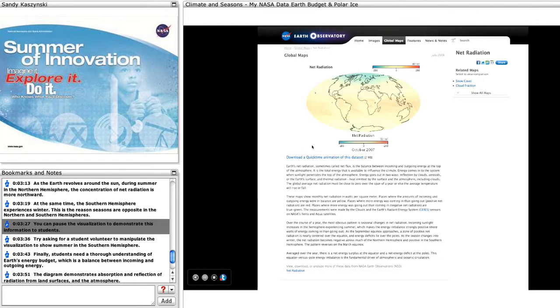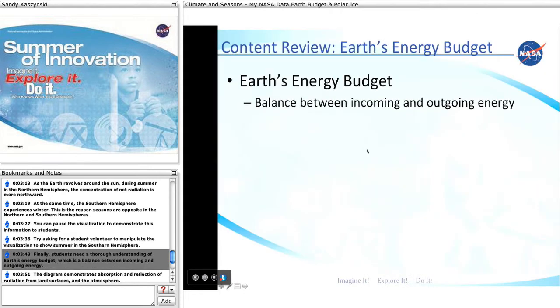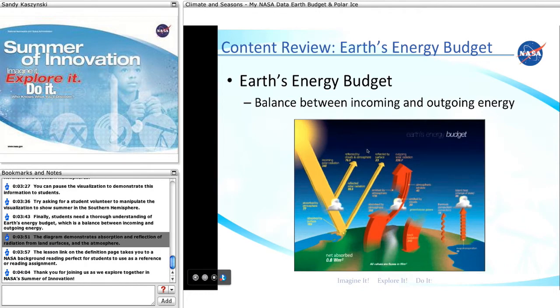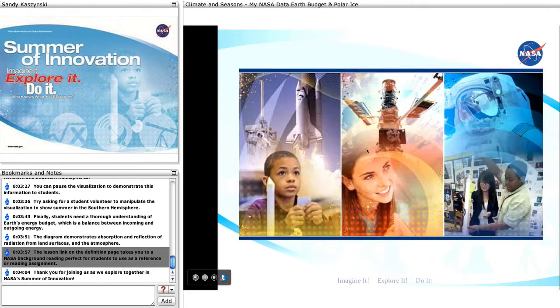Students, try asking for a student volunteer to manipulate the visualization to show summer in the southern hemisphere. Finally, students need a thorough understanding of Earth's energy budget, which is a balance between incoming and outgoing energy. The diagram demonstrates absorption and reflection of radiation from land surfaces and the atmosphere. The lesson link on the definition page takes you to a NASA background reading perfect for students to use as a reference or reading assignment.